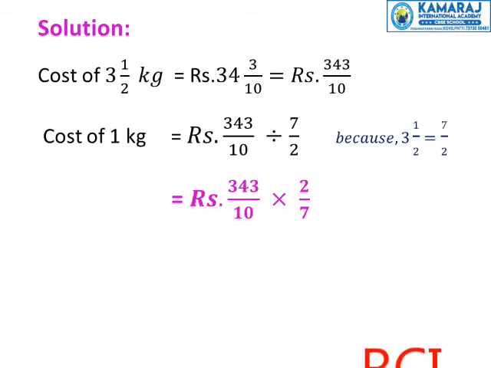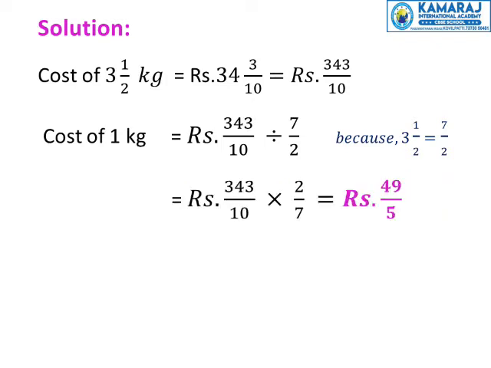Now here we can use the RCA rule. So rupees 343 by 10, this is R, and then C: we change the division symbol into a multiplication symbol, and then the inverse of 7 by 2 is 2 by 7. So this is equal to rupees 343 by 10 into 2 by 7. We can simplify these terms, and we get rupees 49 by 5. This is the cost of 1 kilogram.